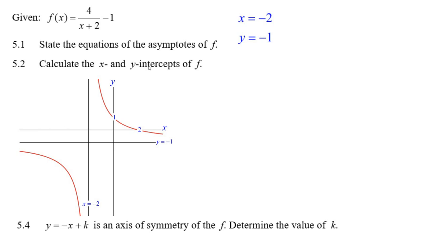Then it says, find the x and y intercepts. Well, the y-intercept is easiest. You just put a 0 in there, and 4 over 2 minus 1. The y-intercept is 1. So that's 0 and 1. The x-intercept's a little bit harder. You let y equal 0. Takes a bit of thinking.